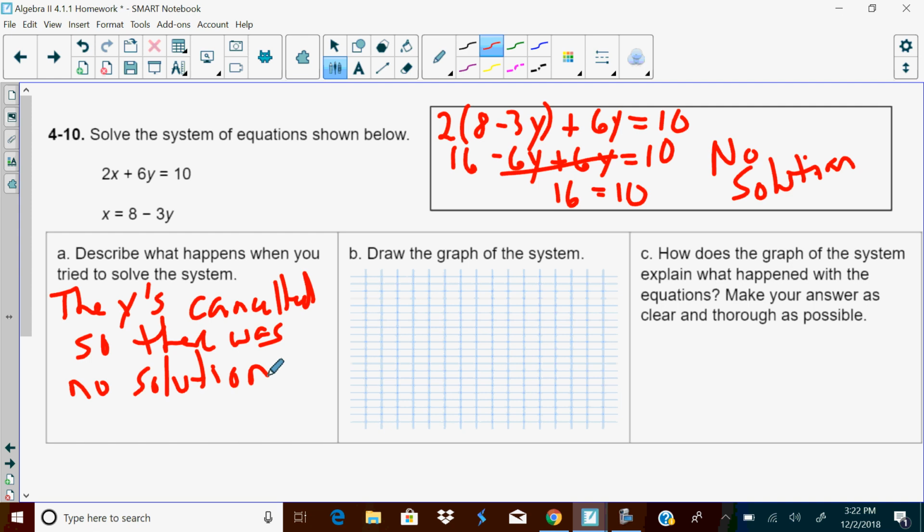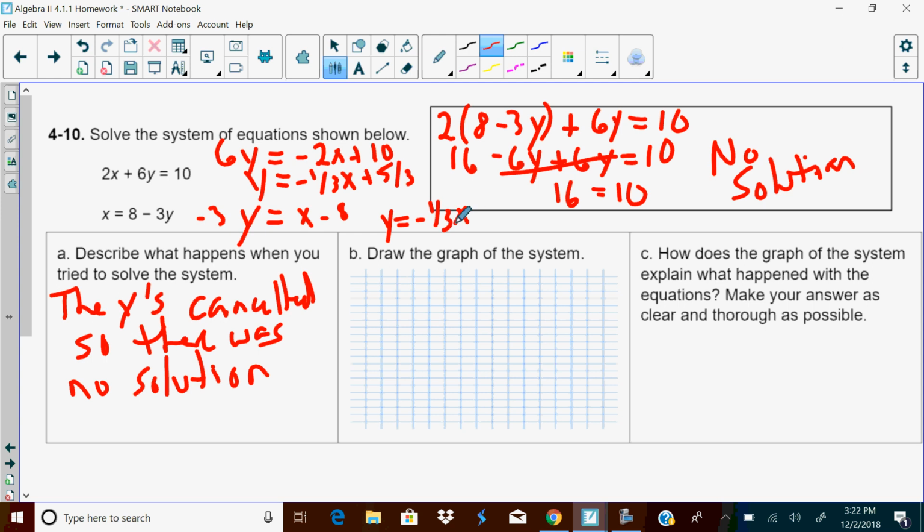Then it says graph them. In order to graph them, I put them into slope-intercept form. So this one, I end up with 6y = −2x + 10, or y = −1/3 x + 10/6, which is 5/3. For the other one, I get 3y = −x + 8, so y = −1/3 x + 8/3.